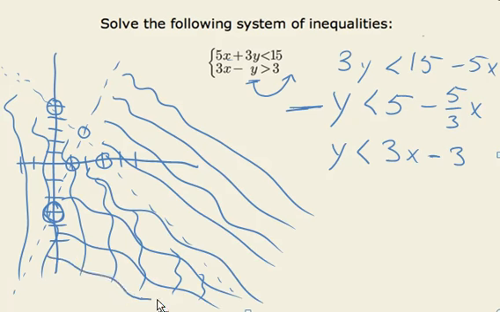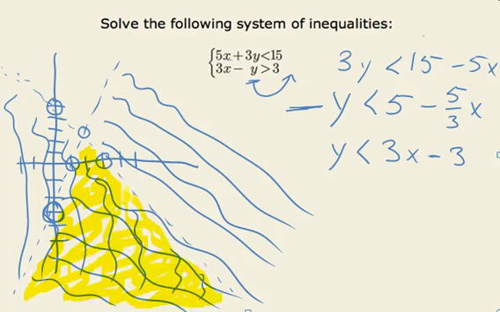I want both of these inequalities to be satisfied in order to have a solution to my system. So I want the area that's common to both regions. So this area down here is going to be the solution to this system.